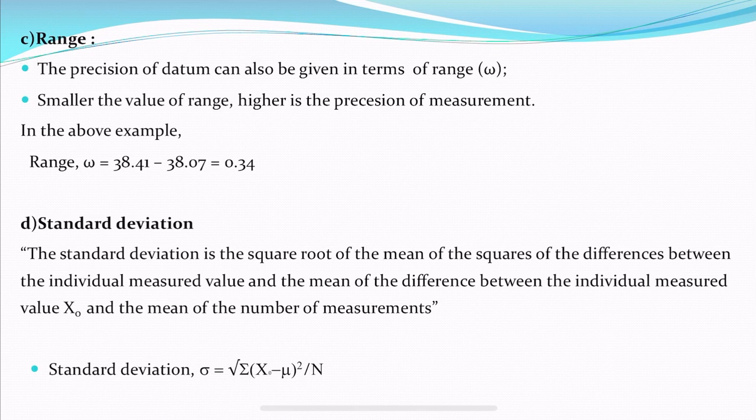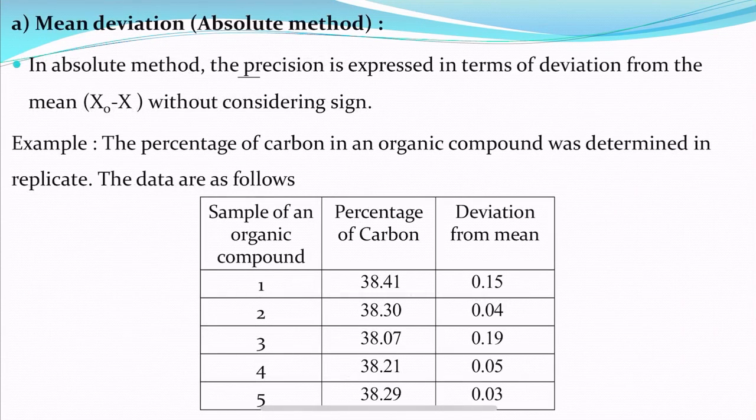And next is range. What is meant by range? The precision of a datum can also be given in terms of range, which is symbolically represented as omega. The smaller the value of range, the higher is the precision of the measurement. In my last class I defined range as the difference between the maximum value and the minimum value of the set.